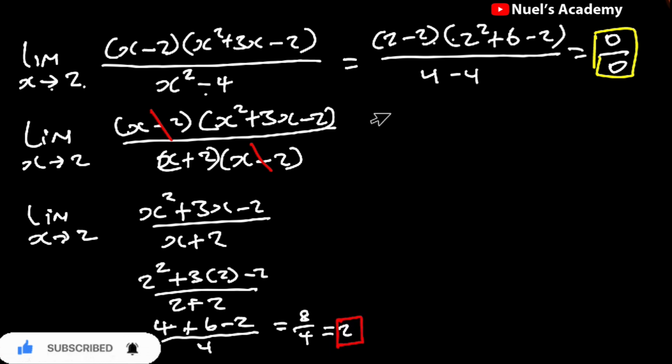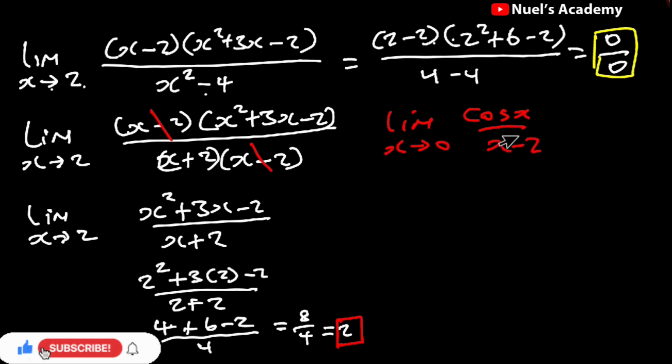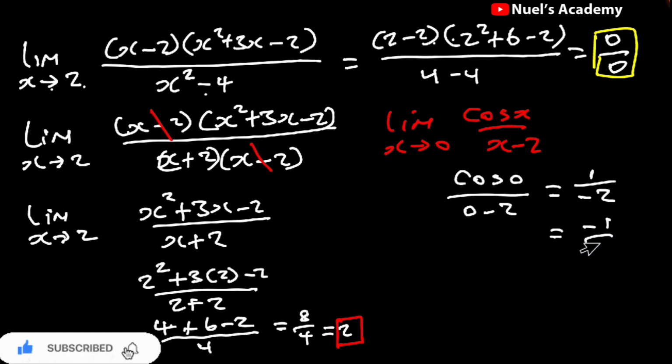Second question, we have the limit as x tends to 0 of cos x over x minus 2. To solve this question, we plug in the value of 0 into this x. We have cos 0 over 0 minus 2. So cos 0 is equal to 1 over 0 minus 2, which is equal to negative 2, so it equals negative 1 over 2. As you can see, we got this answer by direct substitution of the limit. So we didn't get an indeterminate value this time around.